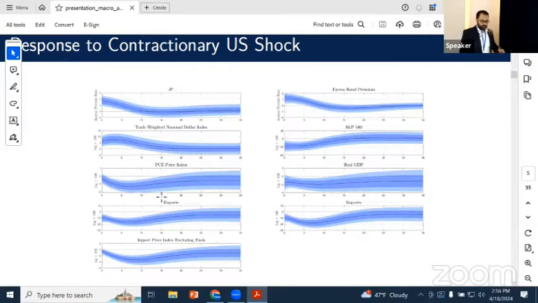GDP goes down, inflation goes down. Imports go down significantly, both imports and exports. This is interesting because from a Mundell-Fleming perspective, if your exchange rate depreciates a lot, yeah, sure, you need to export less, but you should be importing more, but that doesn't seem to happen.